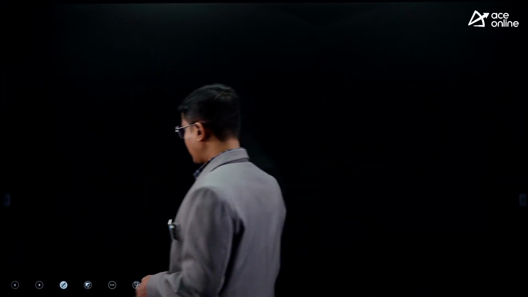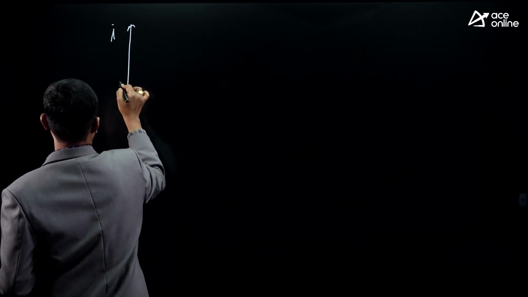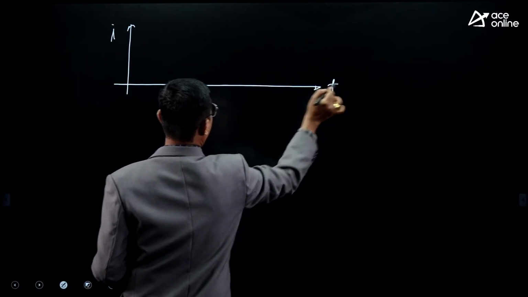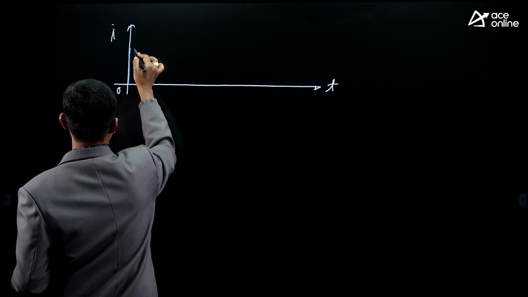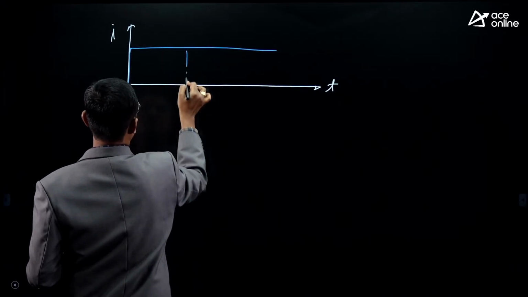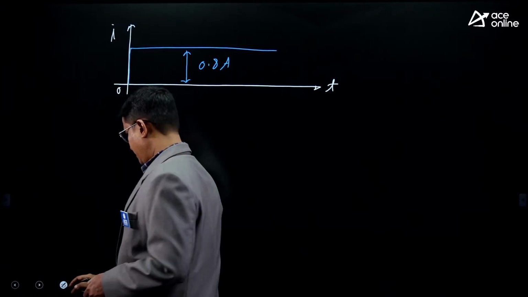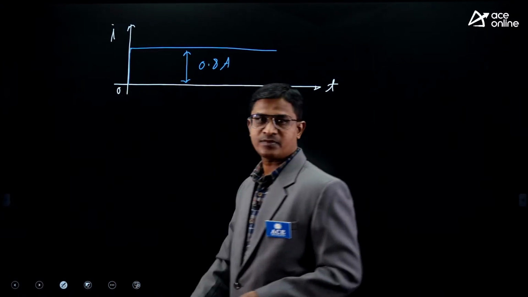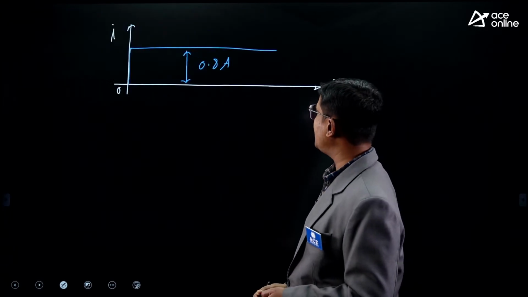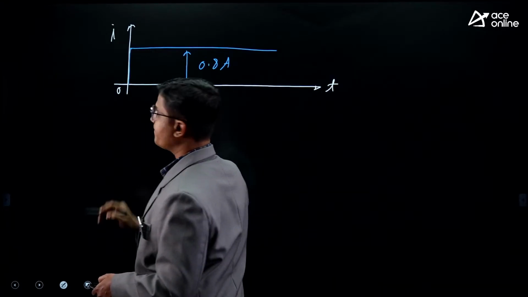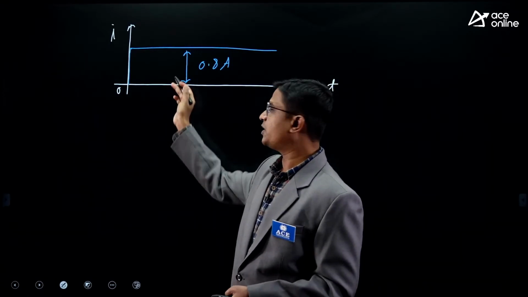Now the circuit current waveform will look like this. At t equal to 0, your circuit current suddenly reaches a non-zero value, 0.8 ampere. And now tell me, what is the latching current of my SCR? It is 50 milliampere, somewhere here. So at t equal to 0, your SCR current immediately rises from 0 ampere to 0.8 ampere.